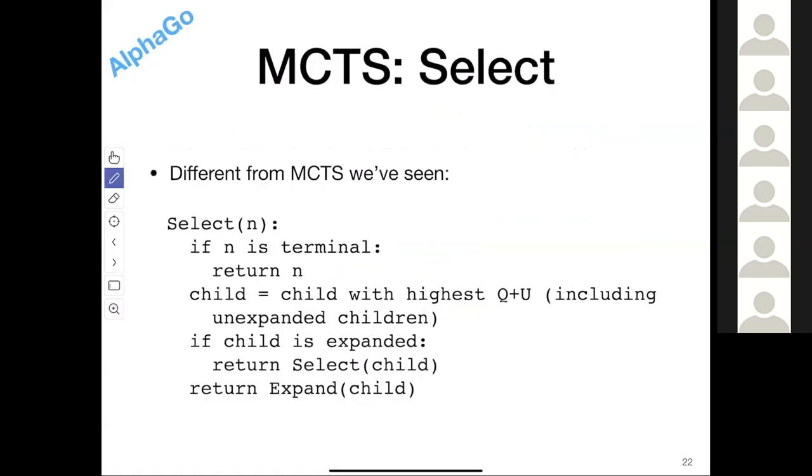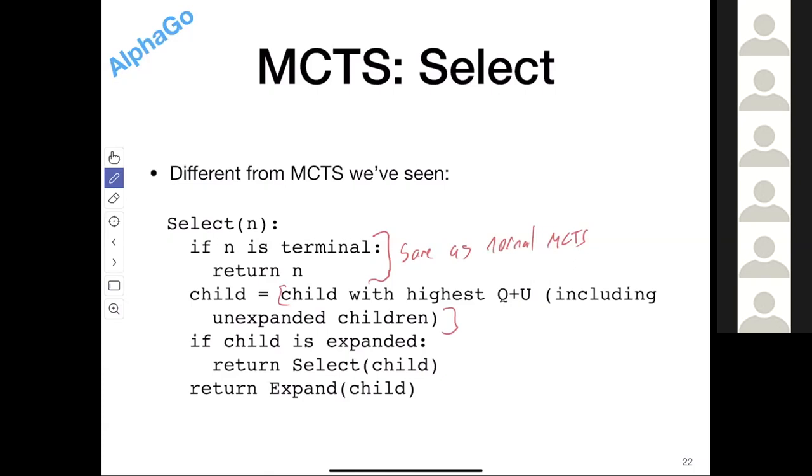So the selection node, this is the same as normal MCTS, right? If it's a terminal, we just return it. And again, the old expand, if it was terminal, just returned it. So this returns an expanded node. We then take the child with the highest Q plus U. And this is a key difference from regular Monte Carlo tree search. We include unexpanded children. Okay? So we just look at all of the possible child actions. We do use the rules of the game to only look at legal actions in this case. So we don't try all possible ways to represent an action, but only the ones that are legal in this state.